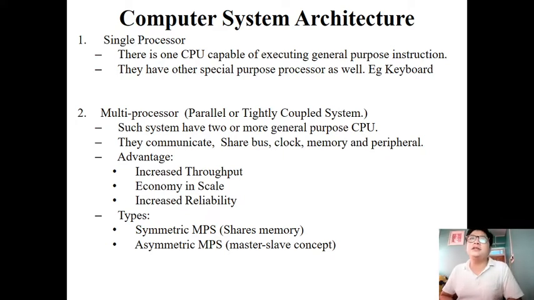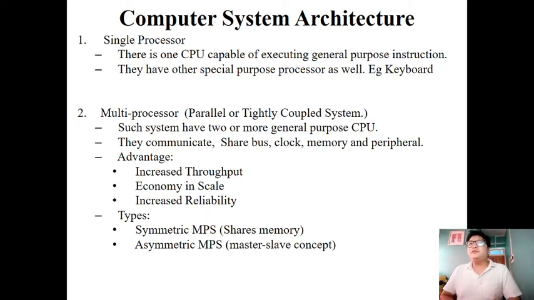Next is the increased reliability. Consider a dual core system with some configuration, and suppose one CPU fails. Then it is very obvious that the other CPU will handle the situation and continue the execution of the user process. In contrast, in a single processor system, if the one CPU fails, the entire system collapses.